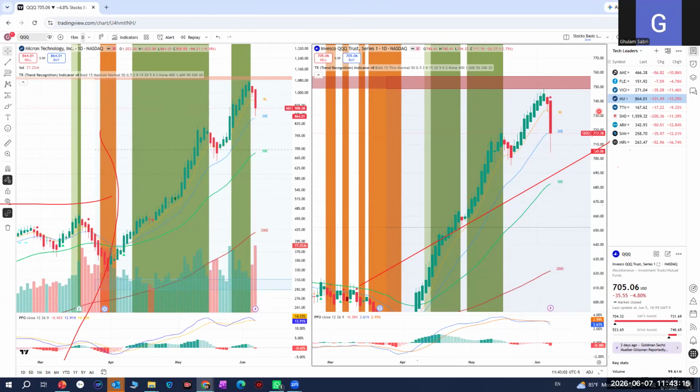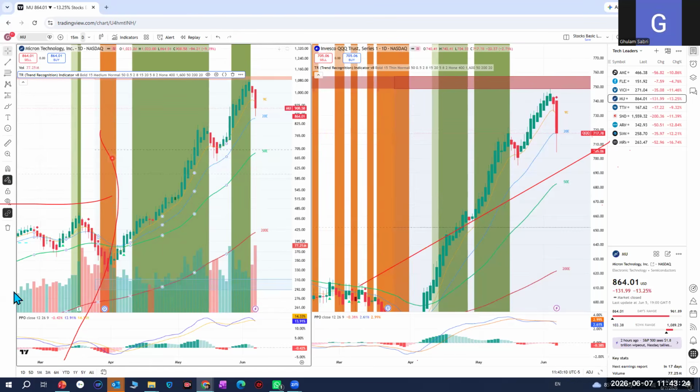I think I'm in draw mode for some reason. So it's drawing lines. Why is it drawing lines? I don't know. Give me a second.